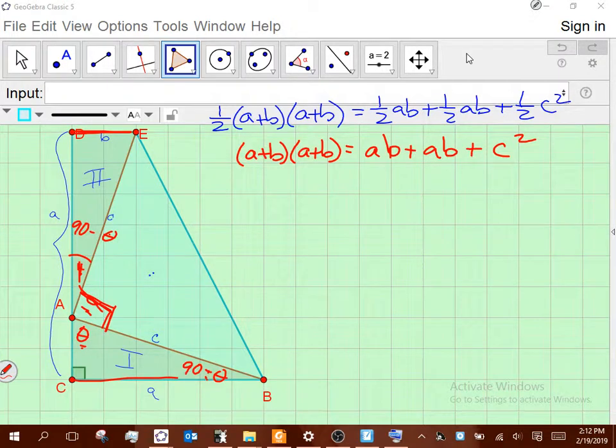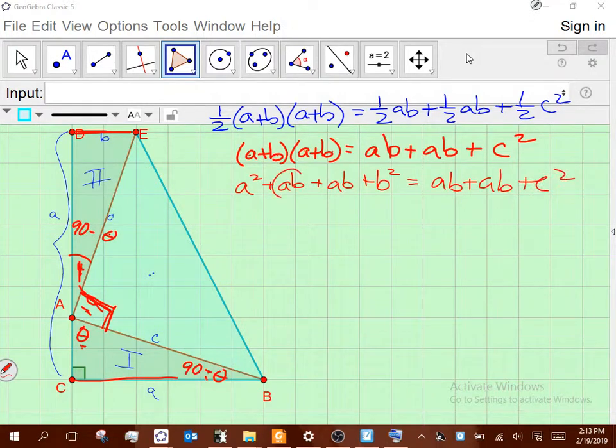What's A plus B times A plus B? What's that tell me I have to do? I have to FOIL. So I'm going to FOIL the left-hand side. A times A gives me A squared. A times B gives me AB. B times A gives me AB. B times B gives me B squared. And then I've got AB plus AB plus C squared over here, right? What's going to happen with that AB and that AB? Cancel. What's happening with that AB and that AB? Cancel. When they cancel, what are you left with?